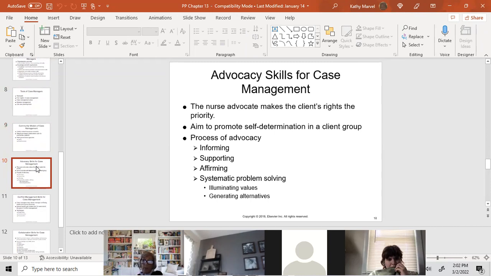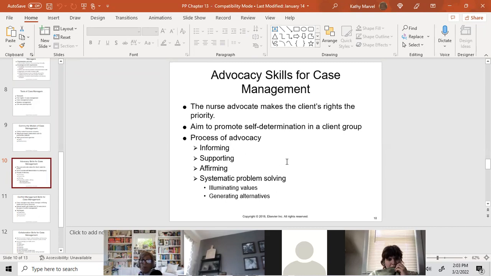Advocacy skills for case management. The nurse advocates and helps the client make the right decisions based on the information they have, right? We're aiming to promote self-determination. What's self-determination? Autonomy, right? We're aiming to promote autonomy with our clients. We want them to participate in the decision-making, right? So what's our process of advocacy when it comes to case management?